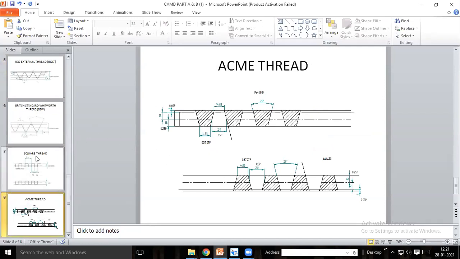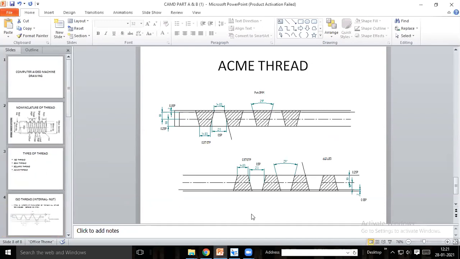I will share this PPT in LMS. You can refer to this for different types of thread. Hope you all understand. I will end the class for today.